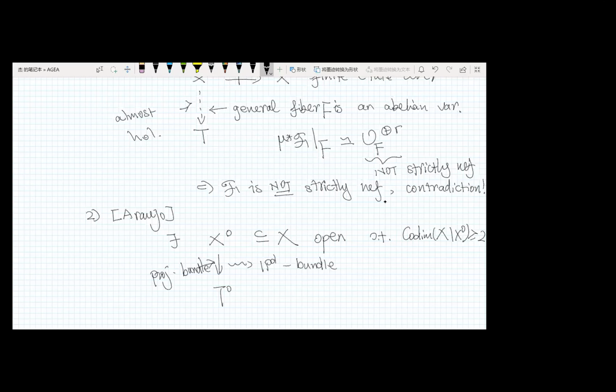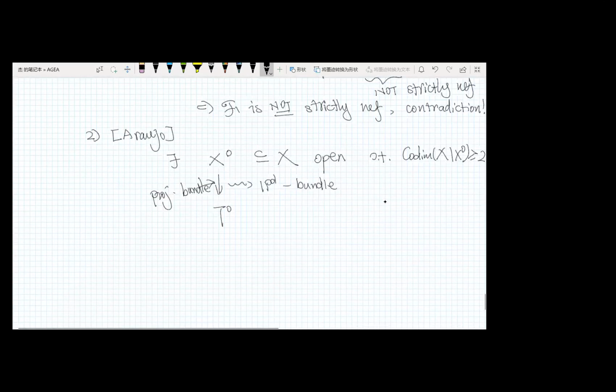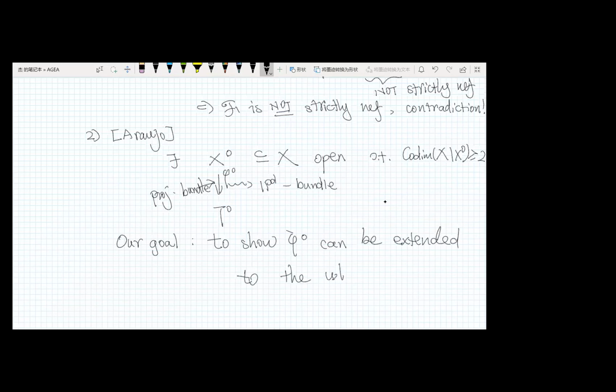Now, our main goal is to show, okay, we denote this map by phi 0, that phi 0 can be extended to the whole X.